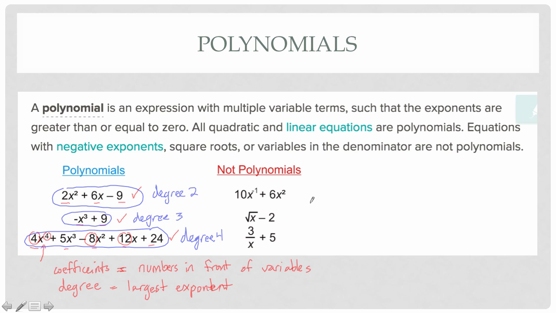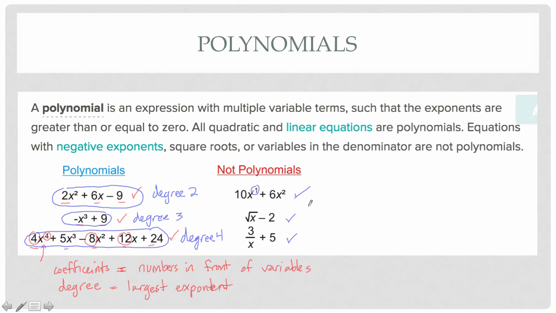Here are some examples of things that are not polynomials. This first one is not a polynomial because we have a -1 exponent. Can't have that with a polynomial. The second one is not a polynomial because we have the square root of x. It's an expression, but it's not what we call a polynomial. And this last one is not because I'm dividing by x. I have x in the denominator. So there we go, quick review on polynomials.